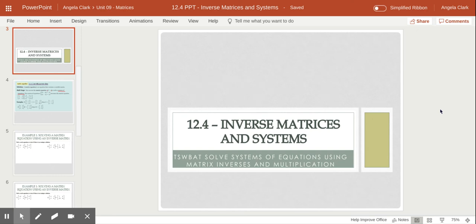Hello and welcome to 12.4, Inverse Matrices and Systems. So we are going to be solving systems in this section, but not in a way that we've done before. This is going to be different from several units ago when we solved systems with matrices back in semester 1. So let's talk about it.